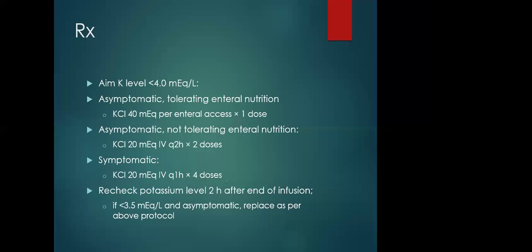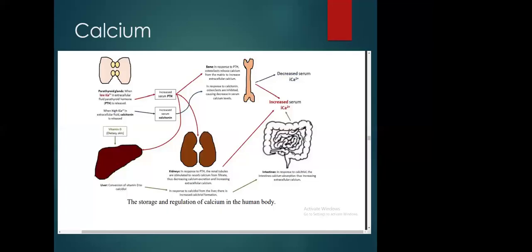And if the patient is asymptomatic and they are not tolerating enteral nutrition, you can give KCl 20 milliequivalent IV every 2 hours, and you can give this in 2 doses. If the patient is symptomatic, then KCl 20 milliequivalent can be given hourly in 4 doses. Recheck potassium levels every 2 hours at the end of infusion, because you don't want to overshoot and go to hyperkalemia. And if it's less than 3.5 and they're symptomatic, you can replace them as per the above protocols. Now let's go to the calcium.